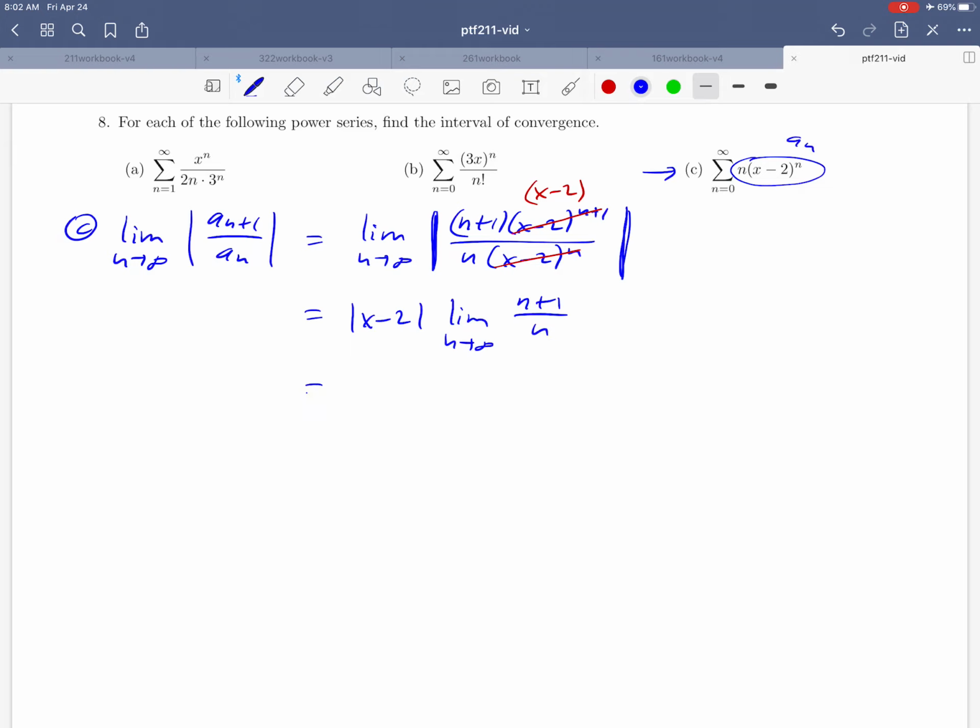Okay, and you might notice when you look at that limit, it's of the form infinity over infinity, so we can use L'Hopital's rule. And we're just going to get a 1 over 1 out of that. Okay, so the absolute value of x minus 2, that turns out to be the value of r.